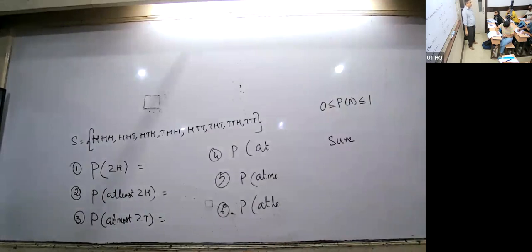Again the same, a dice is rolled. What is the probability of getting a number less than 7? 1. 6 by 6 is equal to 1. Are you following or not? Yes, sir. A coin is tossed. What is the probability of getting a head or tail? 1. Understood all of you? Okay. Sure event. Are you followed?